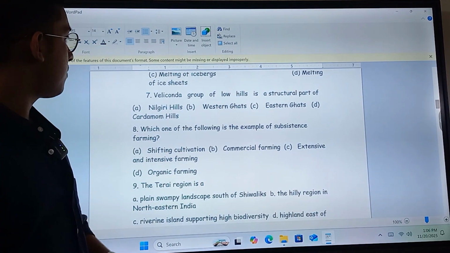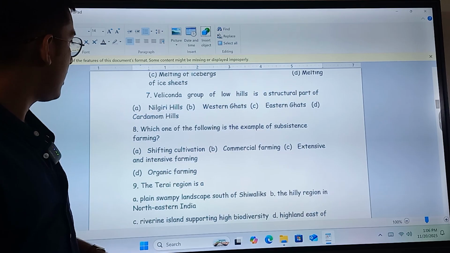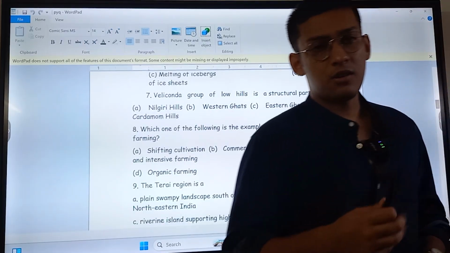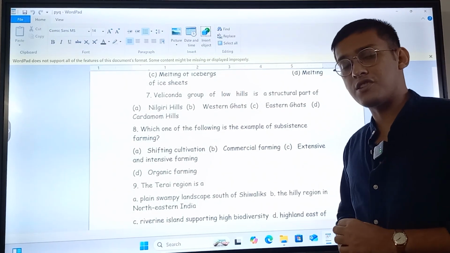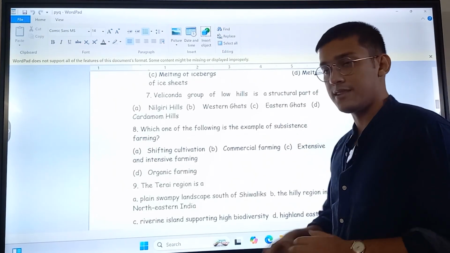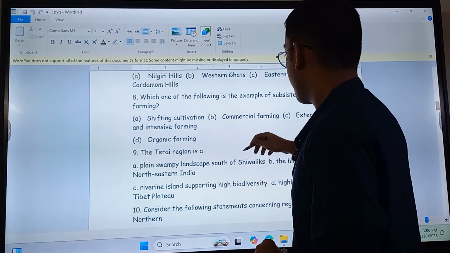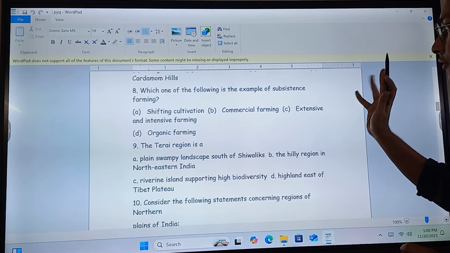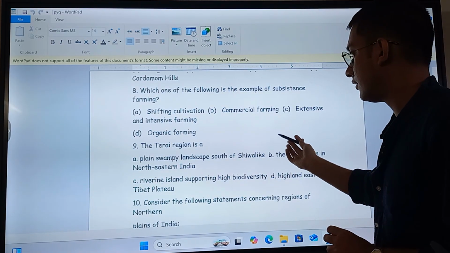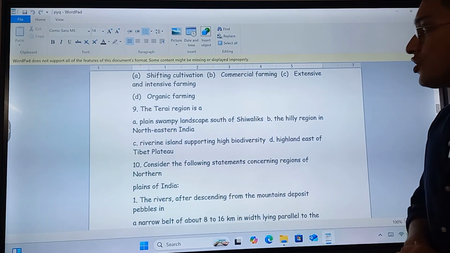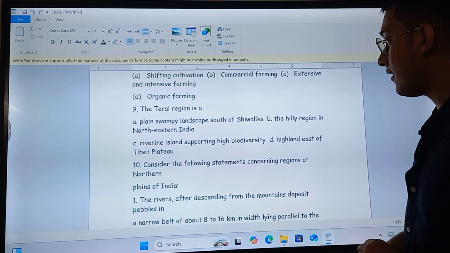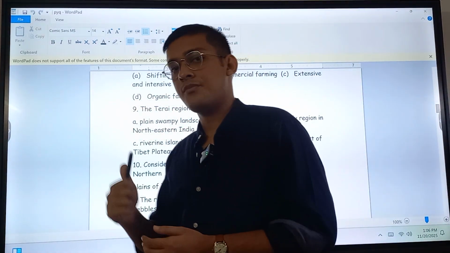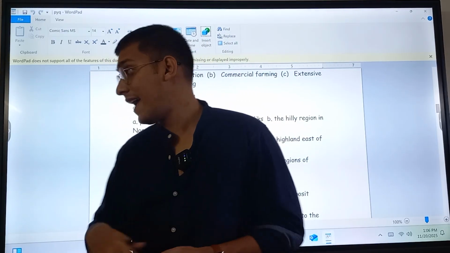Next we come to: Velikonda group of low hills, the structural part of Nilgiri, Western Ghats, Eastern Ghats, or Cardamom. Again, it's a very easy question. Velikonda, Pelkonda, these are all part of Andhra Pradesh, and Andhra Pradesh is in the Eastern Ghats. So it's easy, Eastern Ghats. Then we get: which one of the following is an example of subsistence farming, shifting, commercial, extensive, or organic. Again, it's a very easy question. We'll just skip it. The Terai region is a plain, swampy landscape, riverine island, highland, or hilly region. We already know Bhangar is old alluvial, Khadar is new soil, Bhabar is good alluvial, and Terai is just a swampy region.